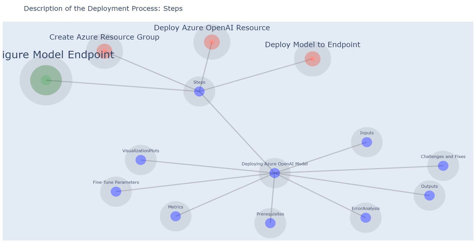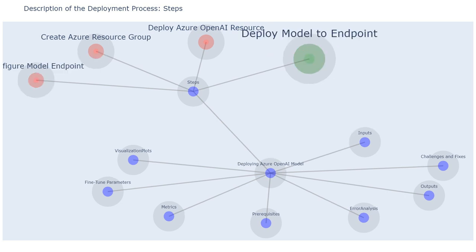Configure model endpoint. This step involves setting up the endpoint for the deployed Azure OpenAI model. This includes defining the access permissions, setting up security measures, and configuring the endpoint to handle requests from clients. Deploy model to endpoint. This step focuses on deploying the actual OpenAI model to the configured endpoint. This involves uploading the model files, configuring the model settings, and making it ready to receive requests and provide predictions.